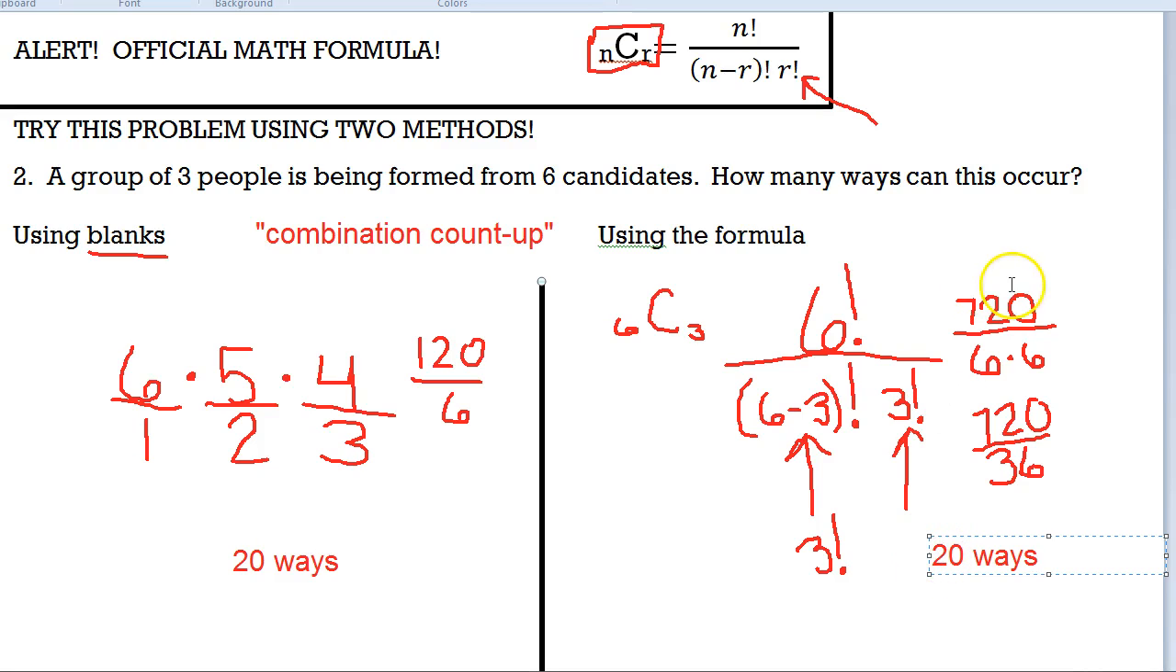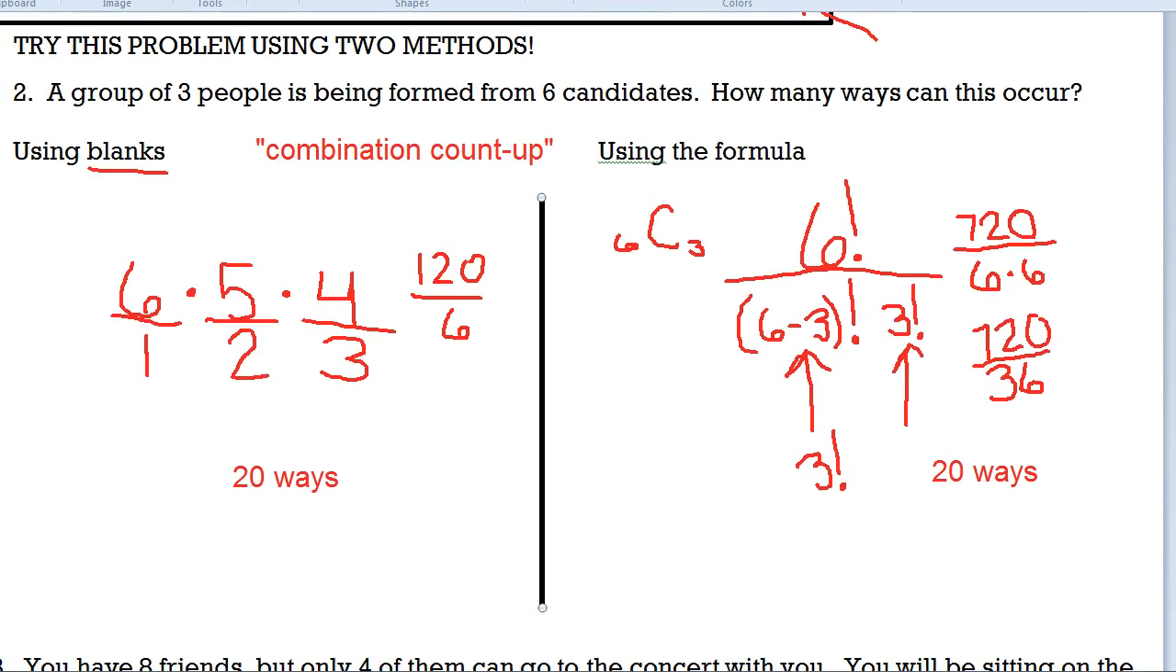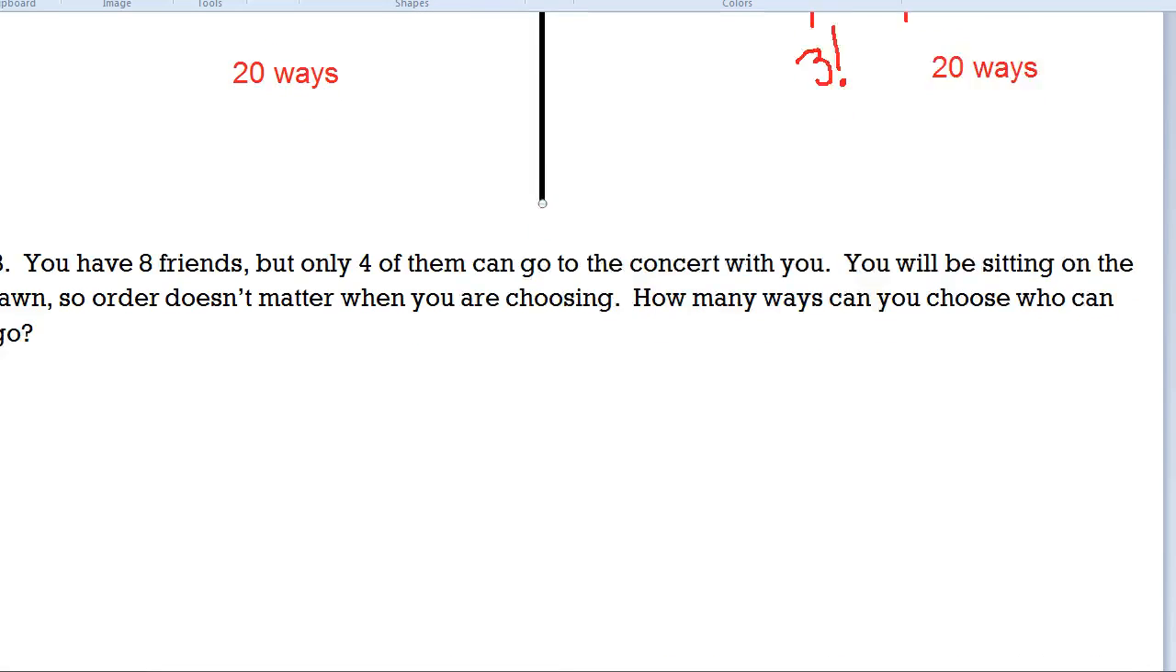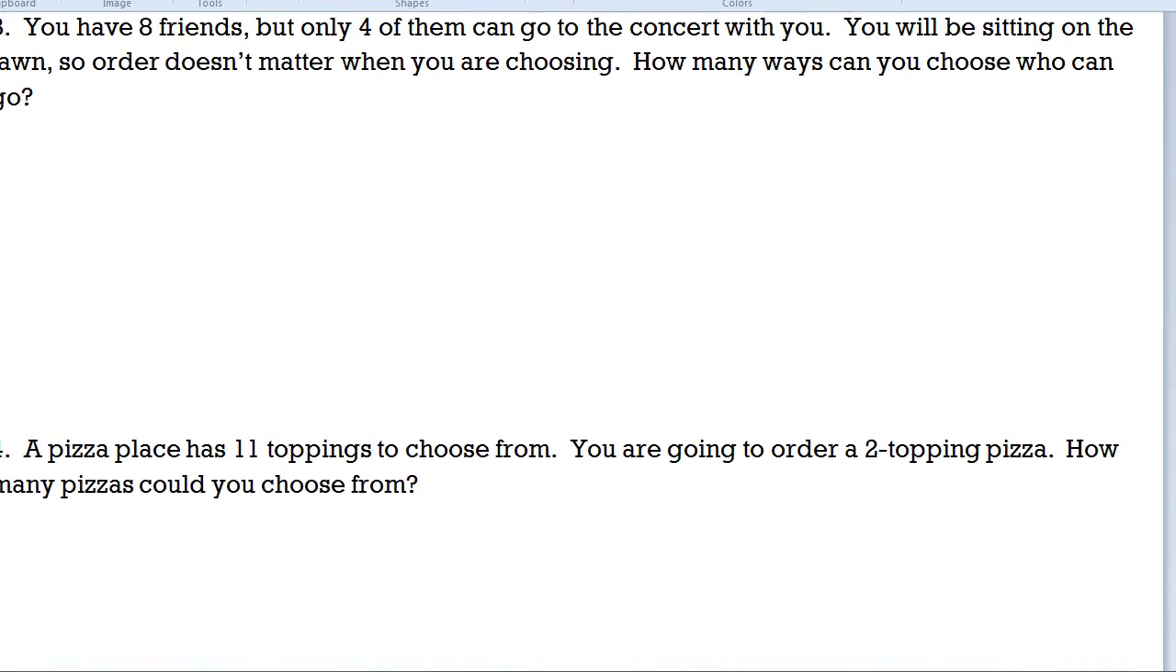Same answer. Now, I personally don't like the formula. I think the formula is obnoxious. But I have seen it tested where instead of asking you how many ways this is going to happen, the test just says, set up the formula. So you need to know the formula because sometimes you're going to take a test where they ask you to set up the formula for them.